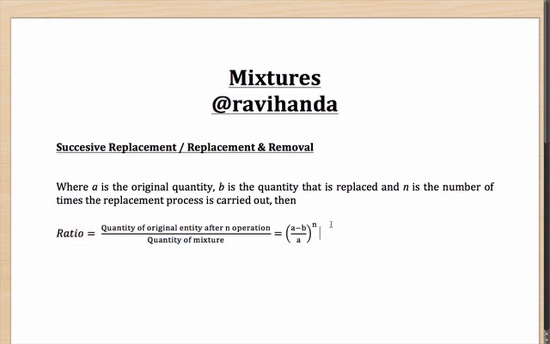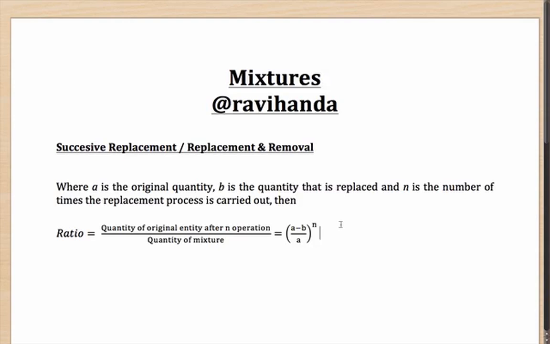In case this formula is not very clear, let me just repeat it. Say you had A as the original quantity, B is the quantity which was taken out and replaced, and the process was done n times. Then finally the ratio, or you can say the fraction of the original entity in the total mixture, is going to be (A minus B) by A, to the power of n.